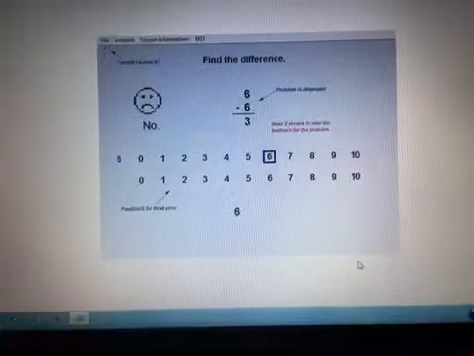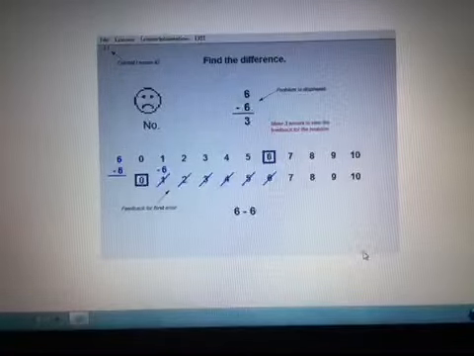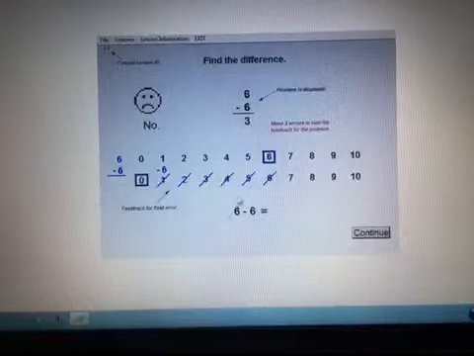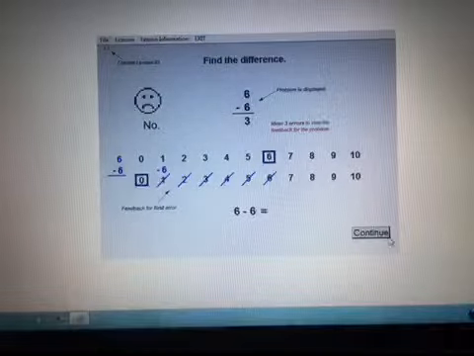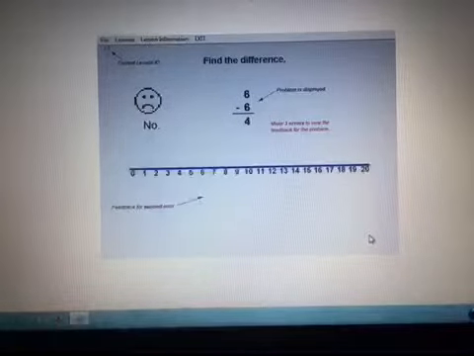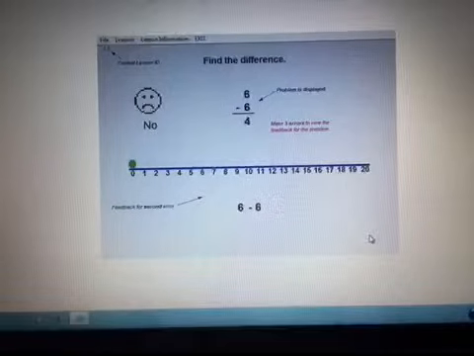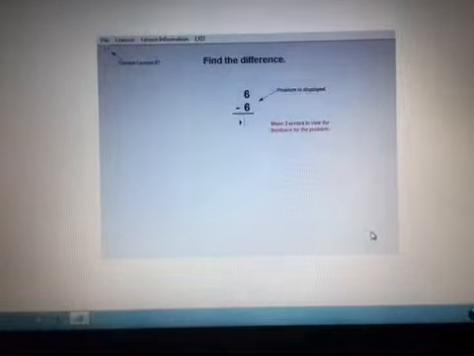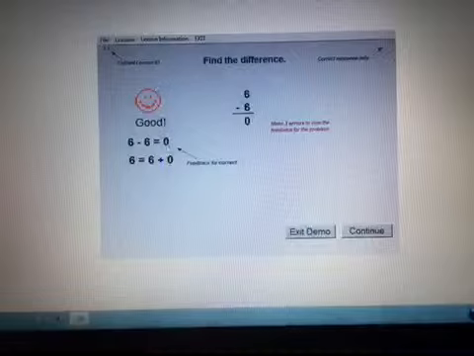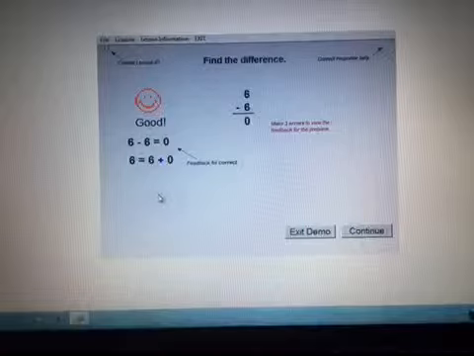No. 6 minus 6 equals. So we can see a lot of reinforcement of the concepts. And that demonstrates with this kind of a problem what the strategies are.